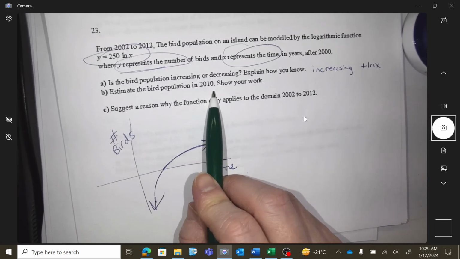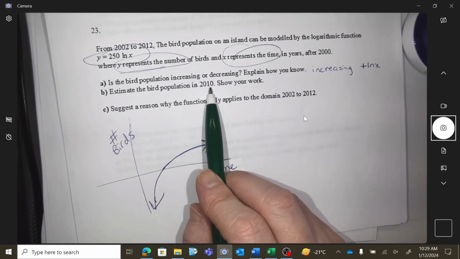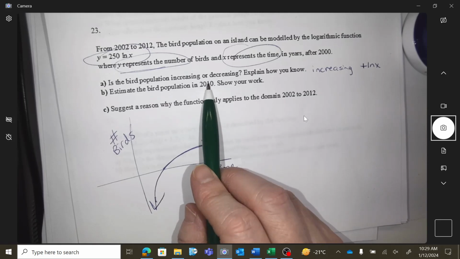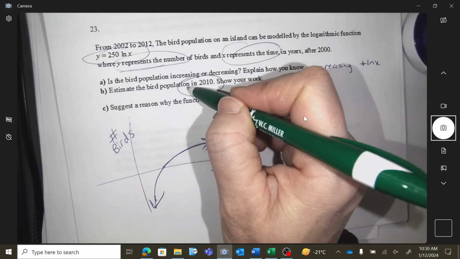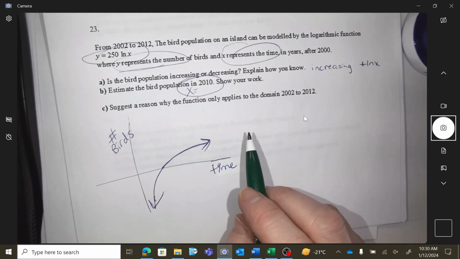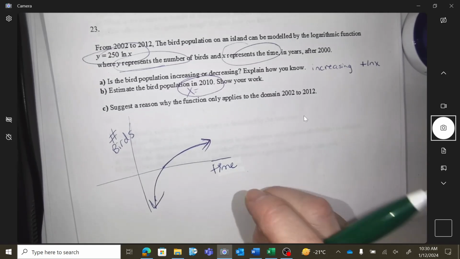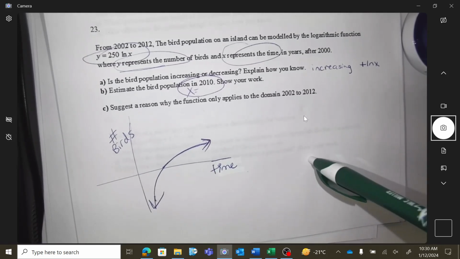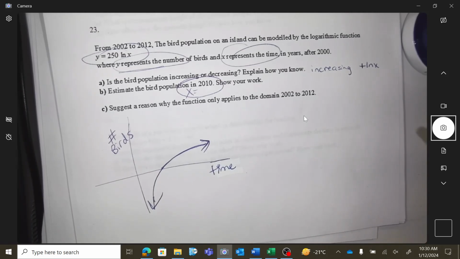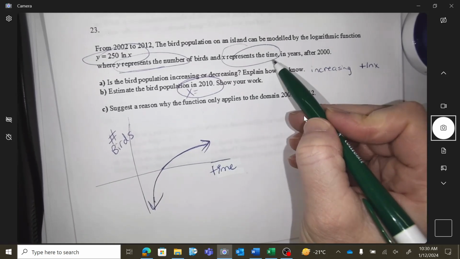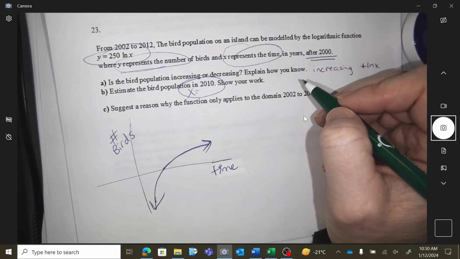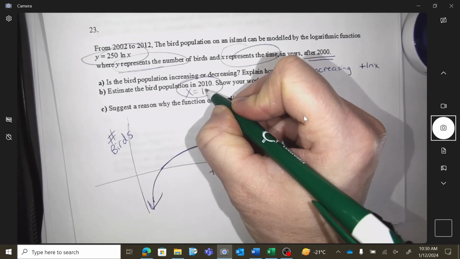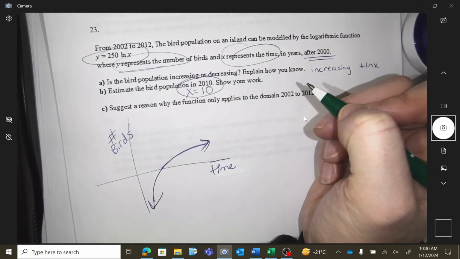Estimate the bird population in 2010. So is this an X or a Y? This is time. So it is X, but please don't type in 2010. Because go back to the question. X is the time in years after 2000. So then this would be a 10.